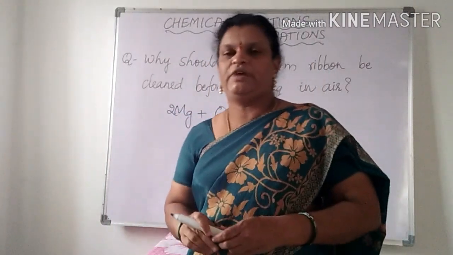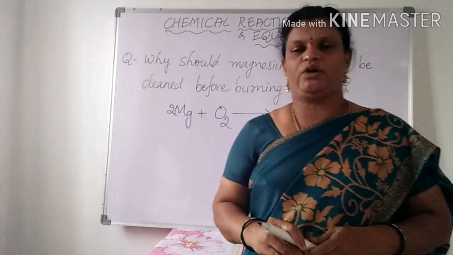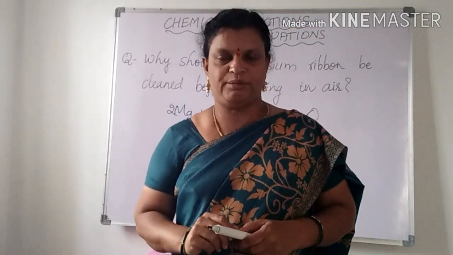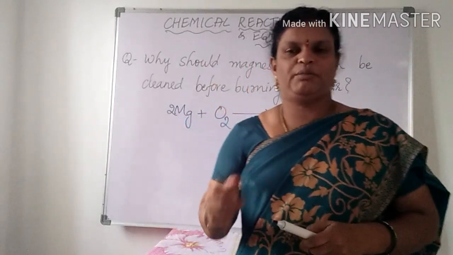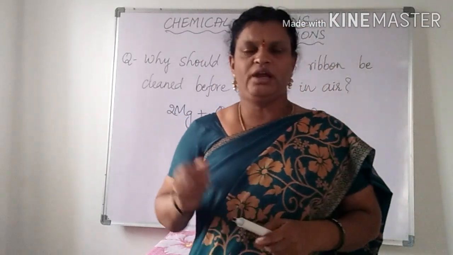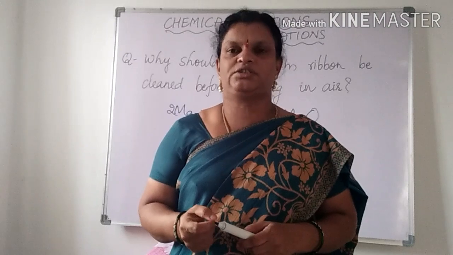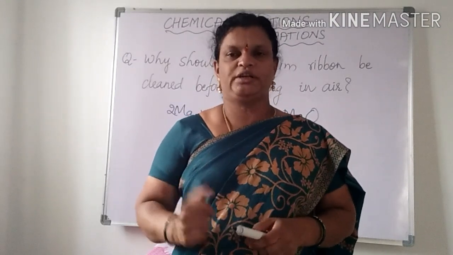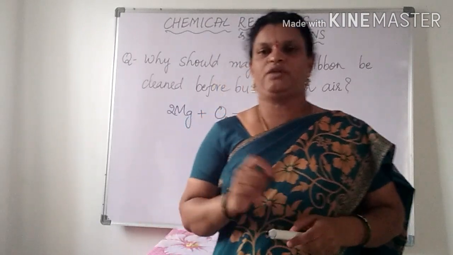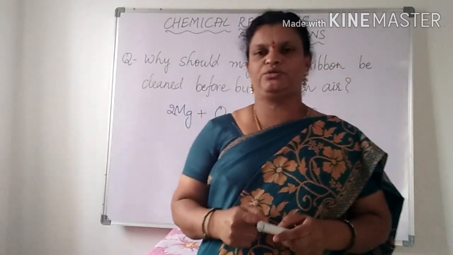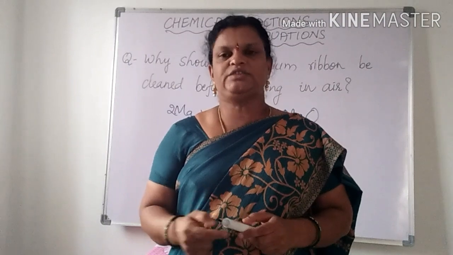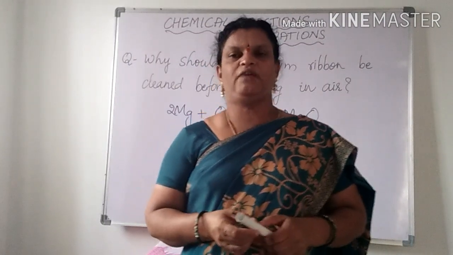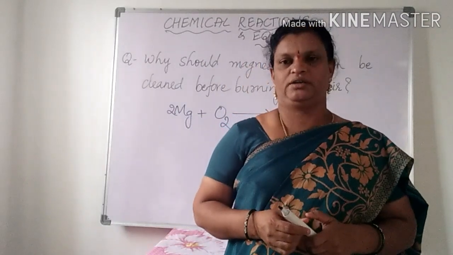But here, whenever you take magnesium ribbon, every time with the help of a sandpaper we rub it onto the magnesium ribbon. What is the reason for that? When magnesium is stored, it reacts with the atmospheric oxygen and forms a layer of magnesium oxide on it. So to remove that magnesium oxide layer, first of all we have to rub it, and only then we use it for our activity. Otherwise, it will take more time for burning. That is why we have to clean it before burning, right?